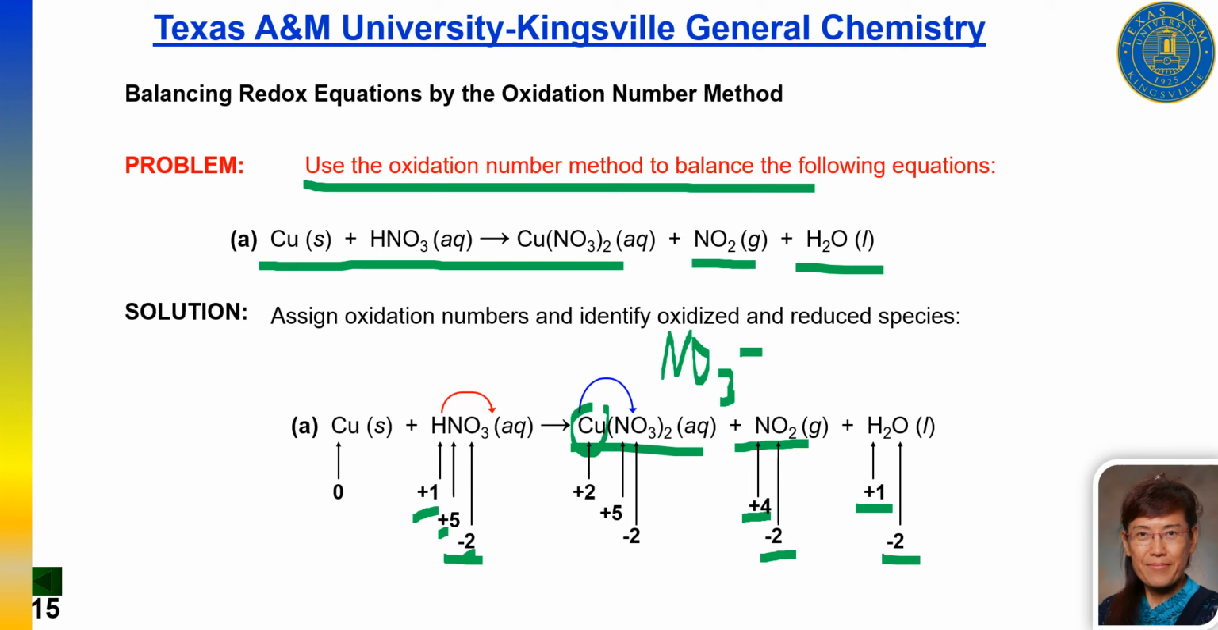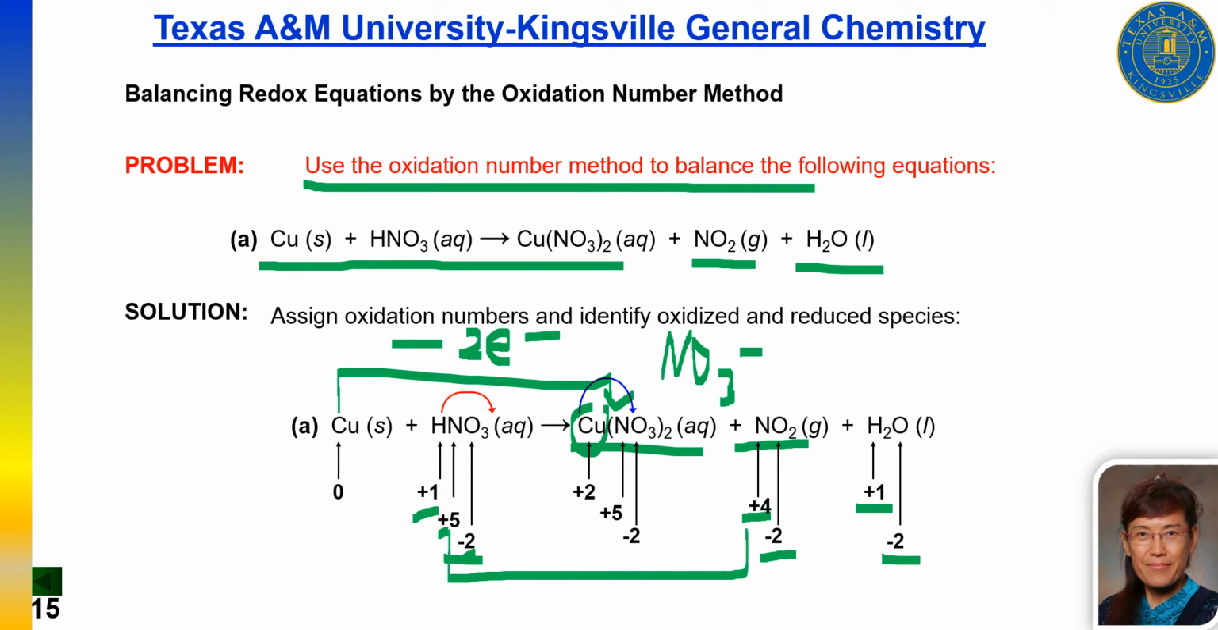Which ones are involved in the oxidation number change? Your copper from 0 becomes 2+, meaning you lose 2 electrons. And your nitrogen from positive 5 to positive 4, meaning you gain 1 electron. Totally, how many electrons have been transferred? Totally 1 electron transferred.